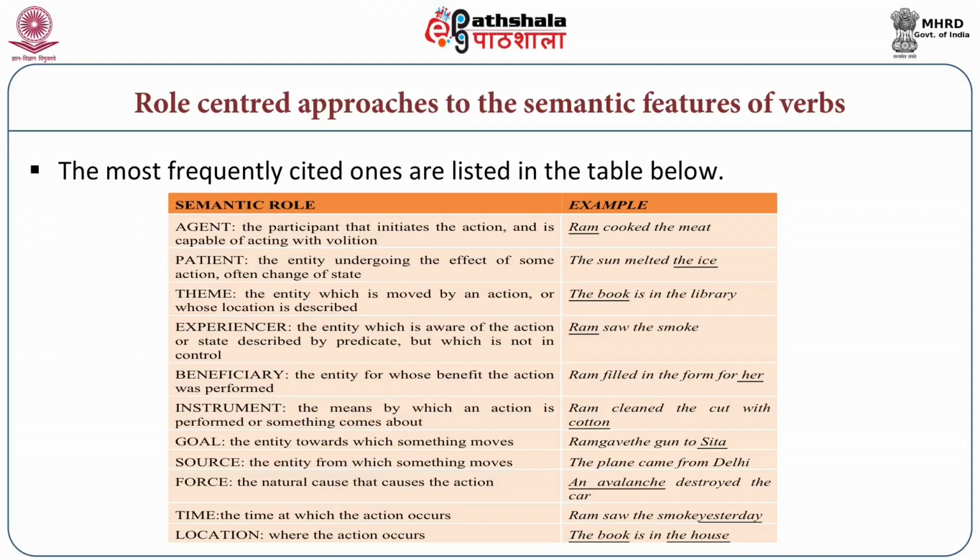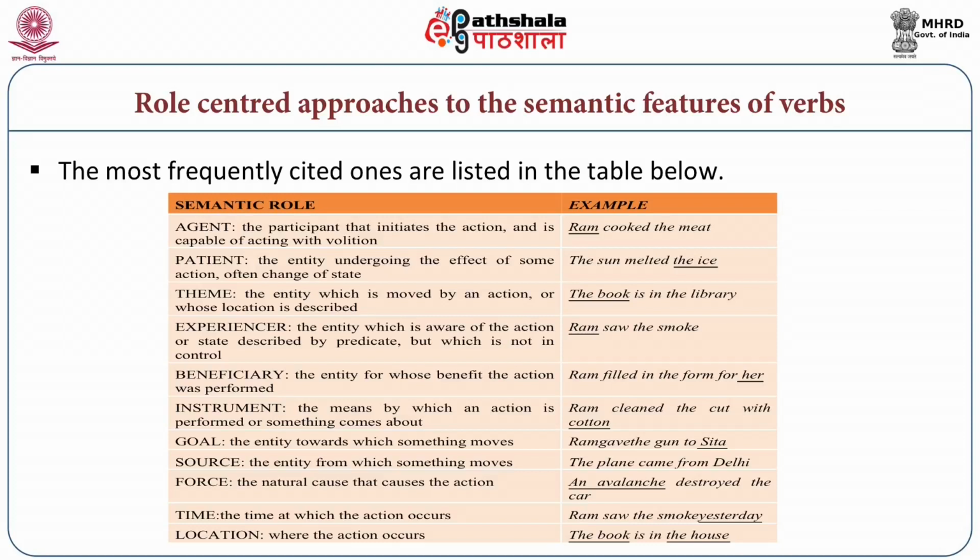Patient, an entity that undergoes the effect of some action, often leading to a change of state. The sun melted the ice, where the ice is a patient. Theme, the entity which is moved by an action, as in the book is in the library, or even whose location is being described. Experiencer, the entity which is aware of the action or state described by the predicate but which is not in control of it, such as in Ram saw the snake, where Ram is the experiencer.